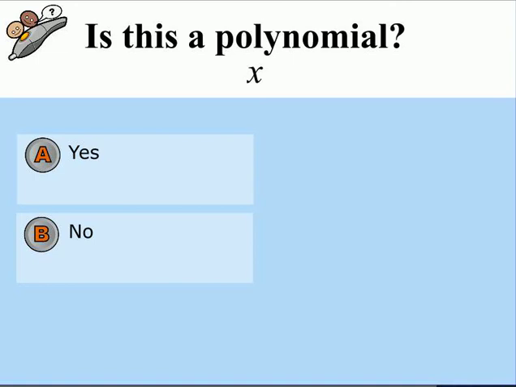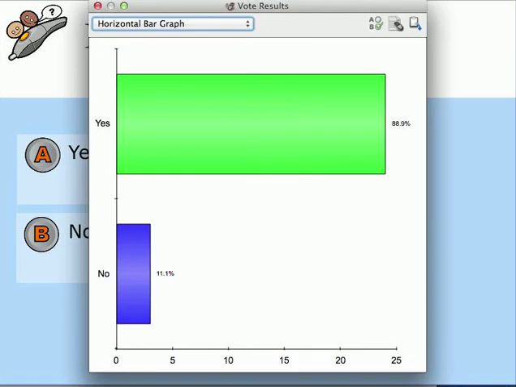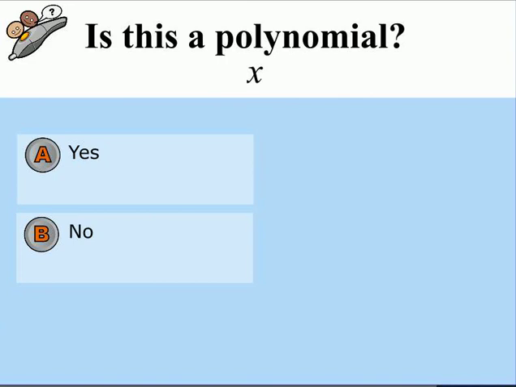Okay, so with that in mind, I want you to answer this question for me. Is this a polynomial? Yes or no? So we're looking for something quick. This shouldn't take you very long. Is this a polynomial? Yes or no? So let's see what we have. The answer is yes. Nice job, because it is x to the first power. It's actually a monomial. So with that in mind, is this a polynomial? Yes or no?